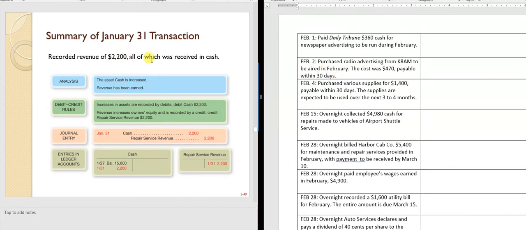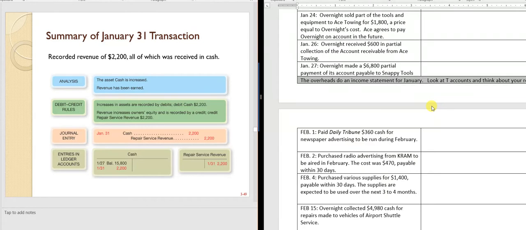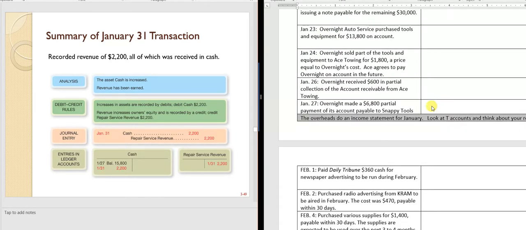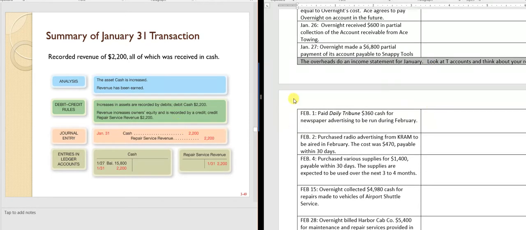Revenue of $2,200, all of which was received in cash. It's like I missed that one. Okay, write that above, and I'll make sure that I fix the overhead when I post it. So January 31st, recorded revenue of $2,200, all of which was received in cash. So I'm going to debit cash and credit repair services revenue. And again, you should have that, so I'm going to fix that when I get done here.